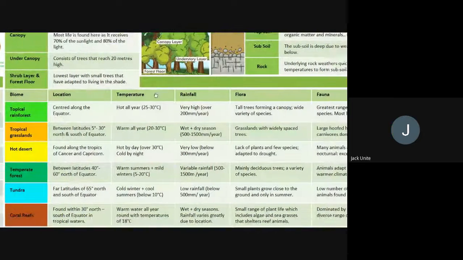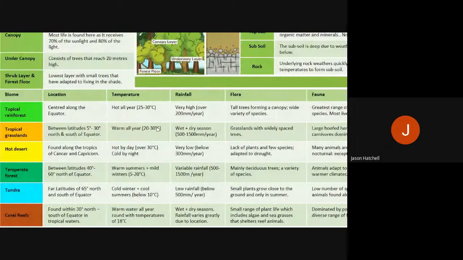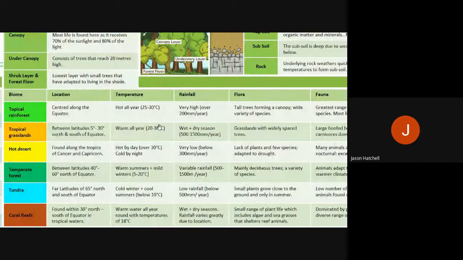Nice and quick. Brilliant. Right, the last thing then is an expansion on what we looked at a few minutes ago. This has the main biomes of the world, along with where they are, what temperature they are on average, what types of rainfall they get, what types of plants we see in the area, and what types of animals we see. So I'm not going to go through all of these, but I am going to pick out 2 that are quite important to us.